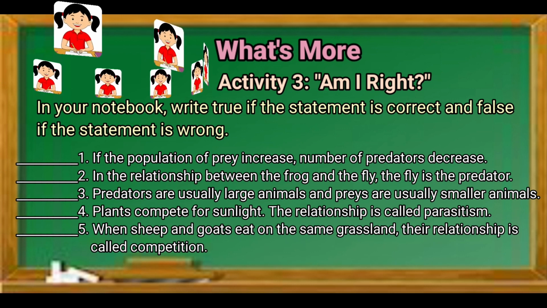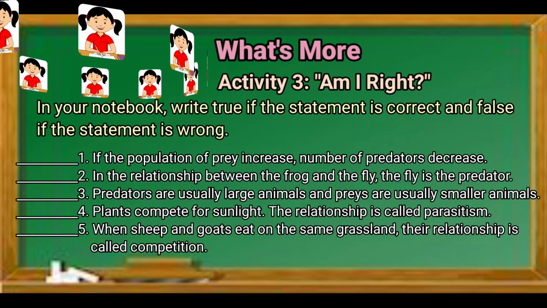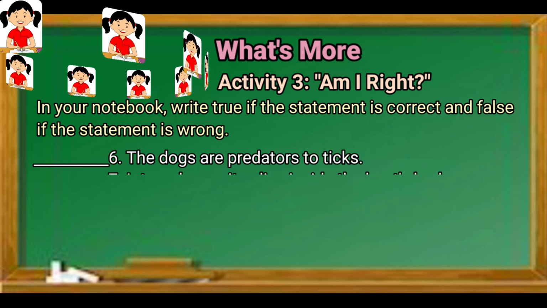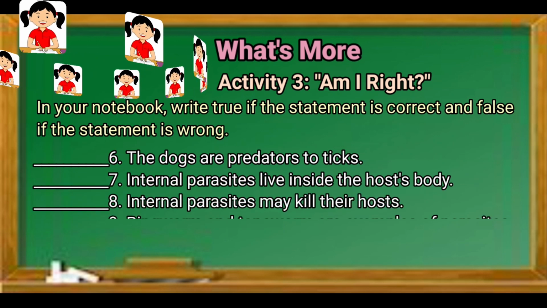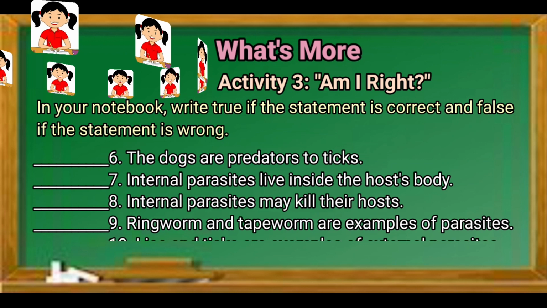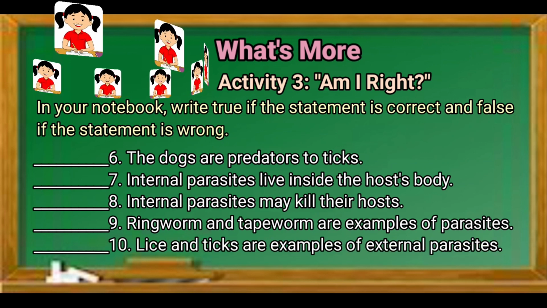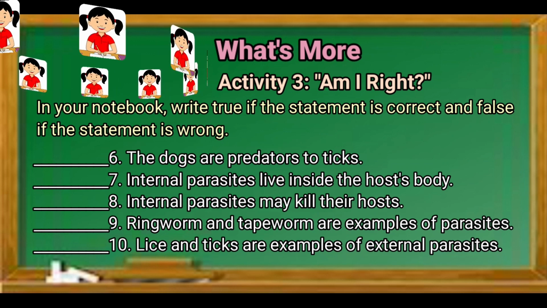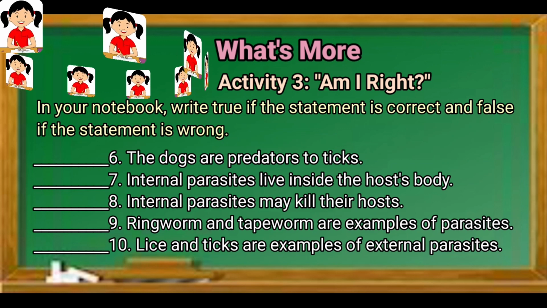Fifth, when sheep and goats eat on the same grassland, their relationship is called competition. Sixth, the dogs are predators to ticks. Seventh, internal parasites live inside the host's body. 8th, internal parasites may kill their hosts. 9th, ringworm and tapeworm are examples of parasites. 10th, lice and ticks are examples of external parasites.